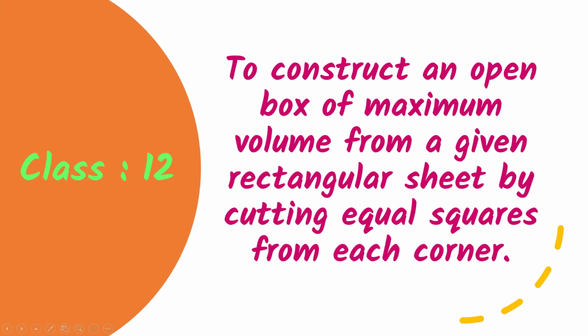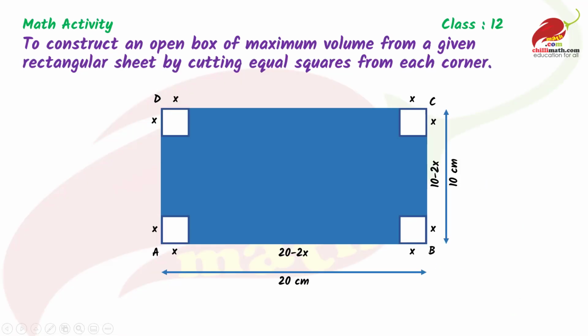Next we have to construct an open box of maximum volume from a given rectangular sheet by cutting equal squares from each corner. Again we need to take its dimension. Here we have taken a rectangular sheet of length 20 centimeters and breadth 10 centimeters, and we have cut squares of side x from all its four corners. So you can see x and x, 2x has been cut from the length, so remaining length is equal to 20 minus 2x. Similarly 2x is also cut from breadth side, so remaining breadth is 10 minus 2x.